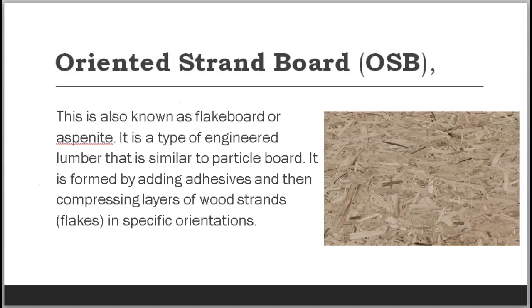Oriented strand board, or OSB board. This is also known as flake board or aspenite. It is a type of engineered lumber that is similar to particle board and is formed by adding adhesives and then compressing layers of wood strands, called flakes, in special orientations.